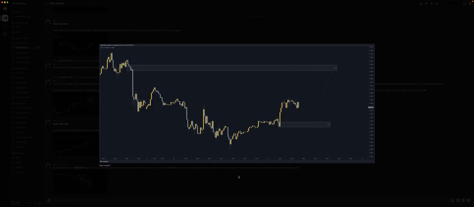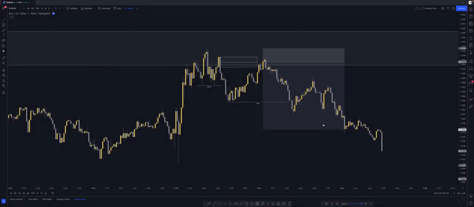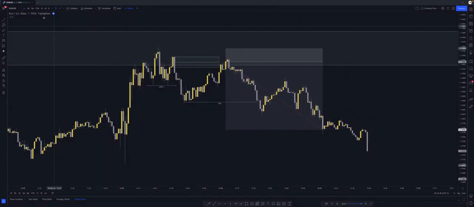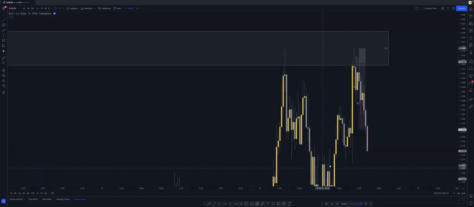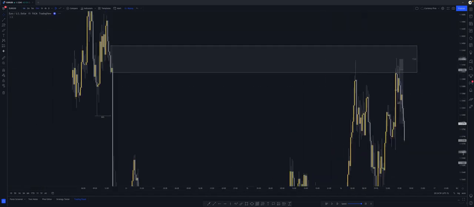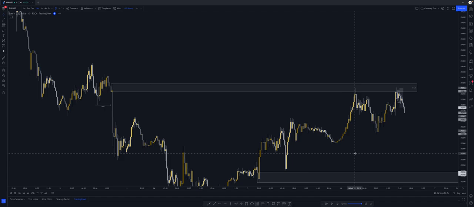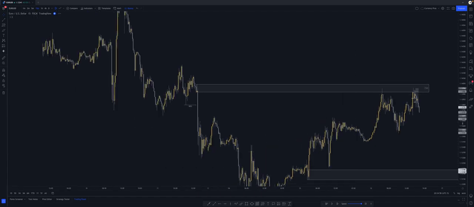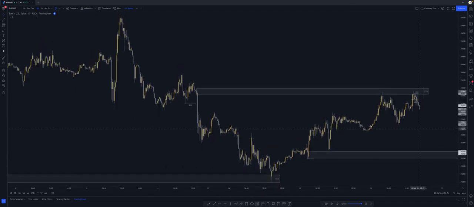Now I'm going to head over to my charts and show you guys how I was able to capitalize on some short moves from this 15-minute supply zone. So let me jump to the 15-minute time frame because that's where the main analysis took place. Let me just zoom out. I don't know why my charts are lagging like crazy right now.